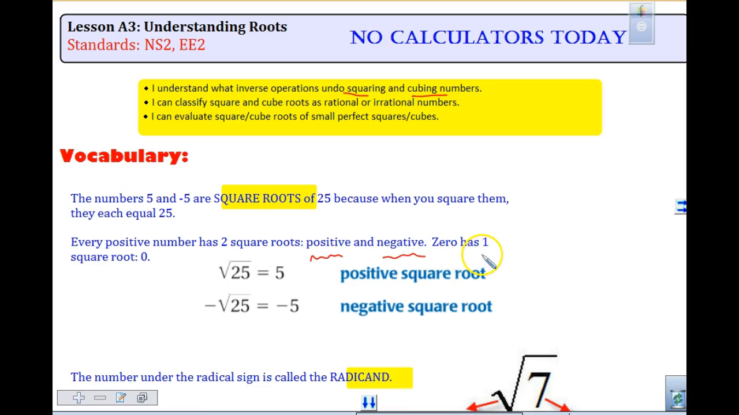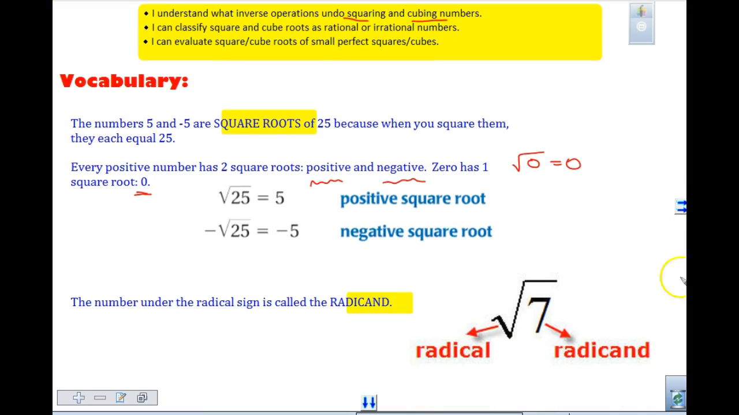0 has one root. The square root of 0 is 0. Okay, so if you want to even write that, the square root of 0 equals 0. So this is our positive. And notice that the negative is out here. Negative square root of 25. It's not underneath. If it's underneath, we have another special kind of number, which you won't deal with till Algebra 2, and it's called an imaginary number.